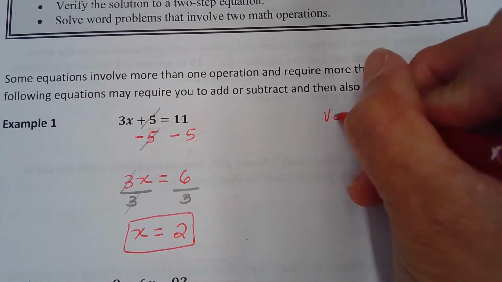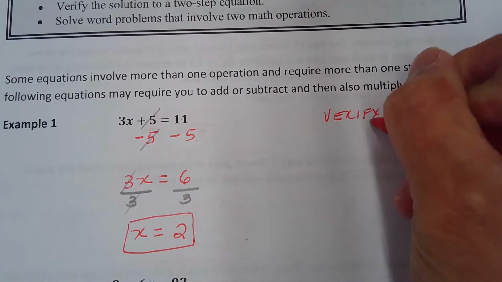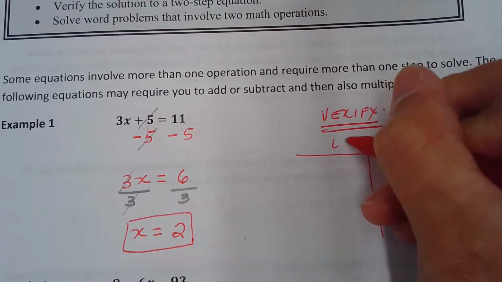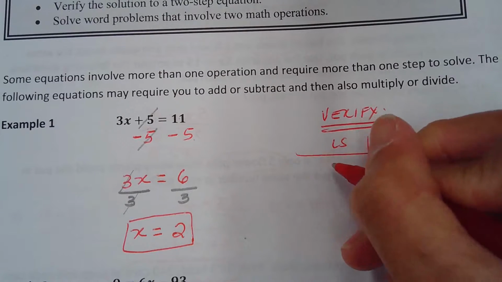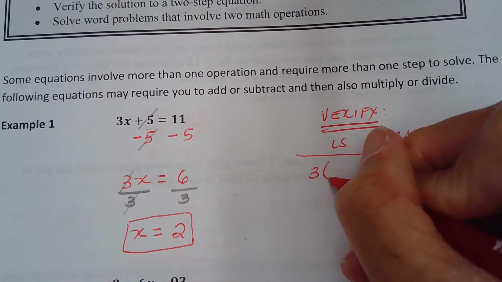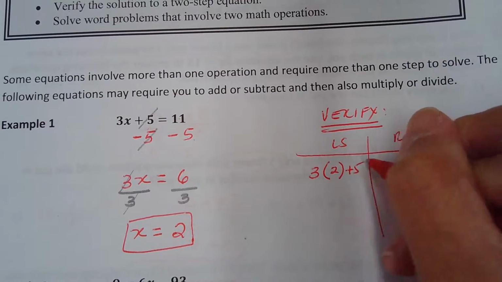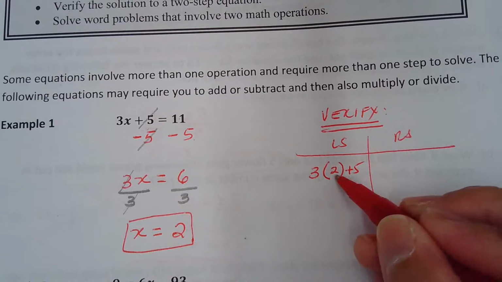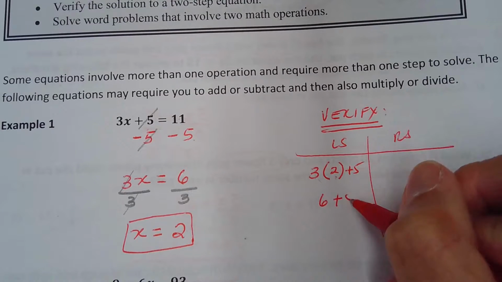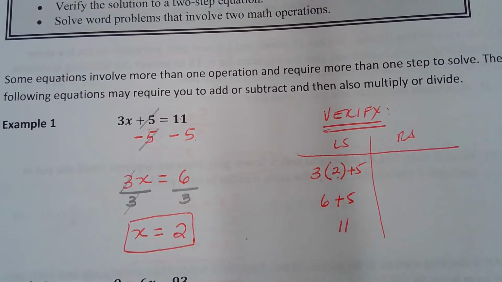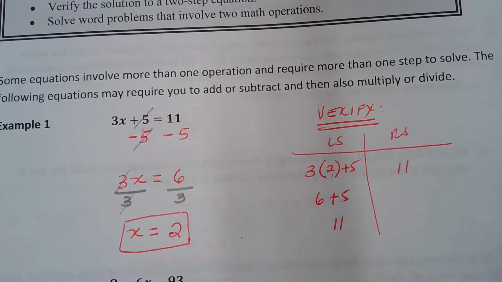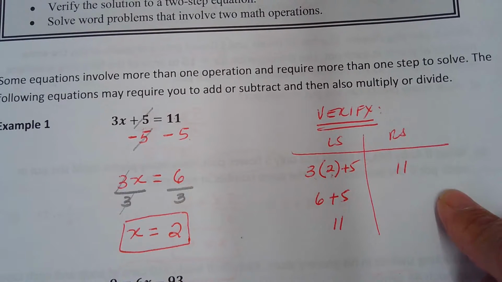I know it didn't say verify, but we'll just verify. Left side, right side. Left side is 3 times 2 plus 5. We've got to follow order of operations here. Multiply first and then add second. So it's 11. And the right side is just 11. So 11 equals 11.